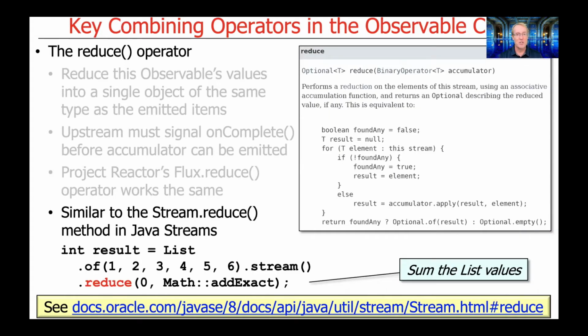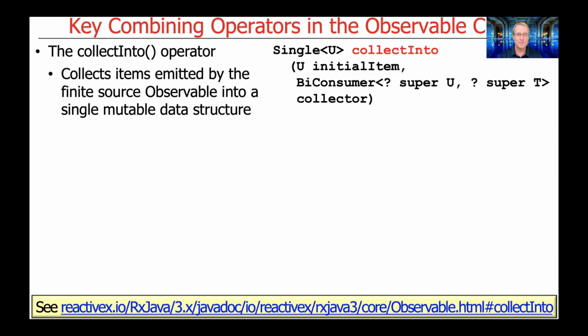Interestingly enough, Java Streams has a reduce method that's part of its Stream interface. And as you can see here, that can also be used in a very similar way. So we take a list of items with the values 1, 2, 3, 4, 5, 6. We turn it into a stream, and then we use the reduce method in order to add up all the values in the list. Notice in this case, we have to provide an explicit value of 0 as the default.